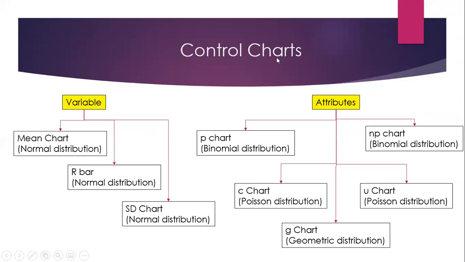Then this is the summary of control charts. Control charts can be divided into those which illustrate variables and others which illustrate attributes. Control charts which illustrate variables include mean chart, R bar chart, and S chart or SD chart. Control charts which illustrate attributes include P chart, NP chart, which are based on binomial distribution, C chart, U chart, which are based on Poisson distribution, and G chart, which is based on geometric distribution.